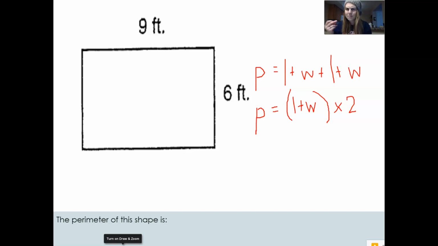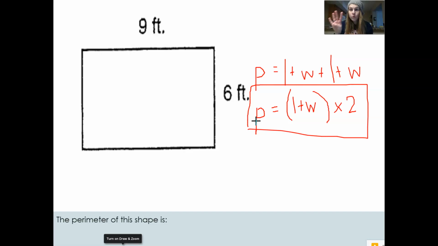One pro is that it's much more efficient. You're not doing nearly as much adding as you would in the other perimeter equation. But there are some cons to it as well. For one, if we're using a number sentence like this, it only works on 4-sided shapes like squares and rectangles.